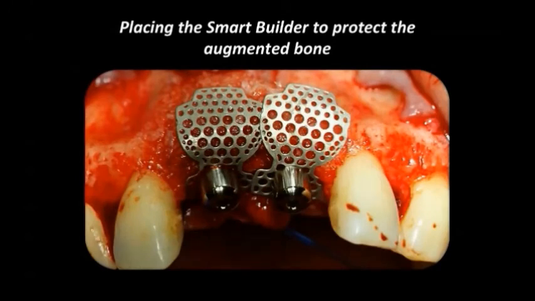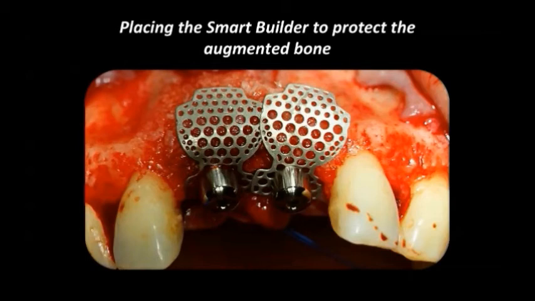And then we place our smart builder, as I discussed before. We put the height, and then we put the mesh, as you can see, and then we put the gingival cap, or the healing cap, and you can see from the side how much we augmented. It's all augmented in the defect. We're trying to even over augment.